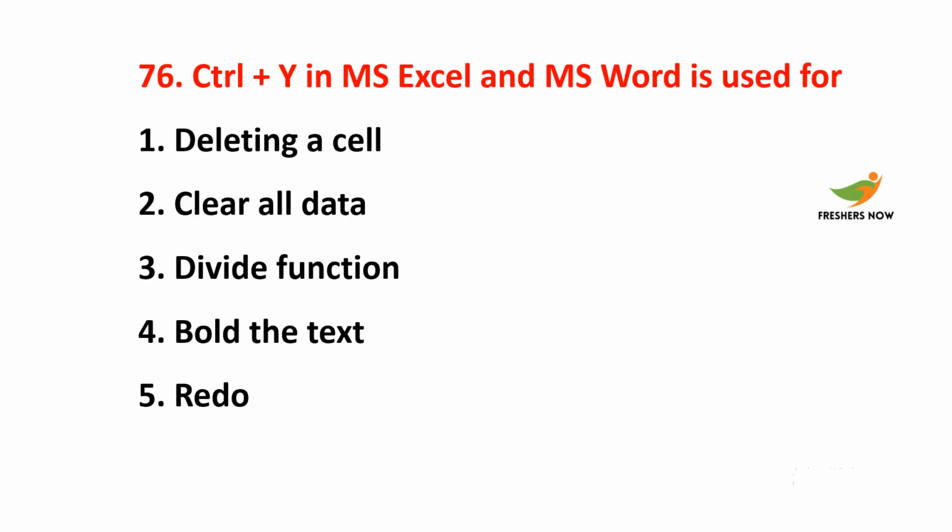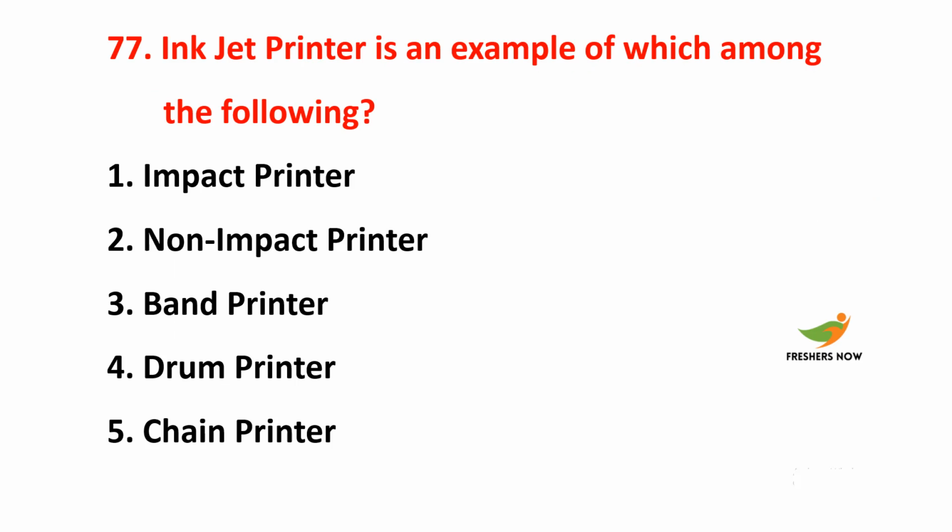76th question. Control plus Y in MS Excel and MS Word is used for? And the answer is option 5. 77th question. Inkjet printer is an example of which among the following? And the answer is option 2, non-impact printer.